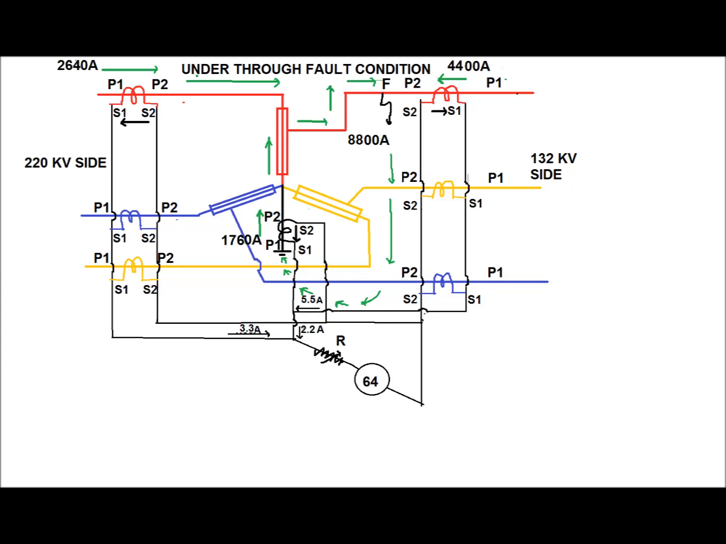Since all the current is from P1 to P2, all the secondary currents from the phase CT, NCT and HV side CT will be from S2 to S1, and these three currents will be additive in nature, and thereby all the secondary current will feed the relay, and it will trip the circuit breaker associated with the fault.